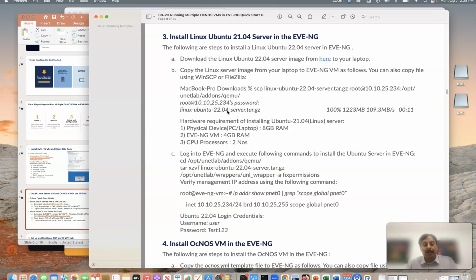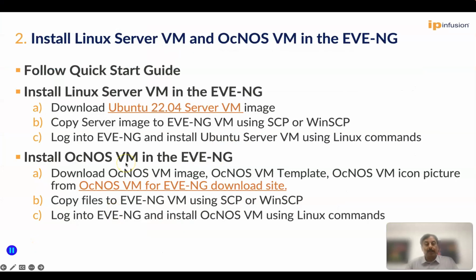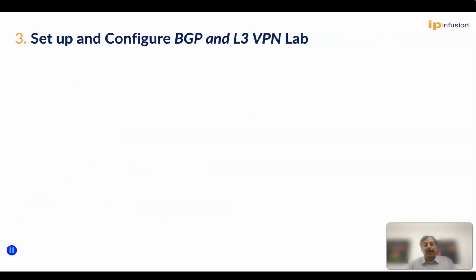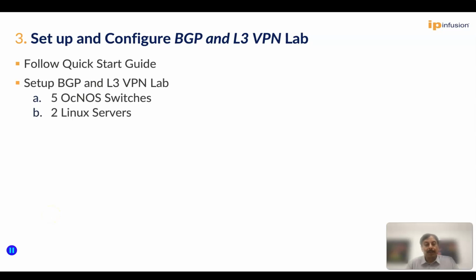Same thing for OcNOS VM. All the steps are given here. Next, we are going to install OcNOS VM inside EVE-NG. These are the steps. We have already installed EVE-NG. Now we are going to use our browser user interface and access EVE-NG. That's where we are going to set the topology. So all the instructions are given in the quick start guide. We are going to create 5 OcNOS switches and 2 Linux servers.